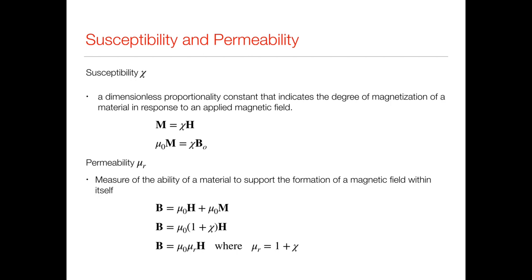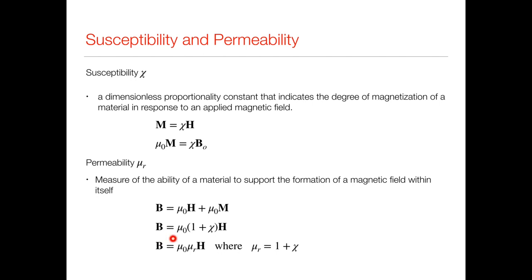We can also define the permeability, and there's a wordy definition of that down here. The permeability is trivially related to the susceptibility. It's just 1 plus the susceptibility. You see how easy it is to get the words mixed up. It's much easier, I find, when I'm writing symbols down.